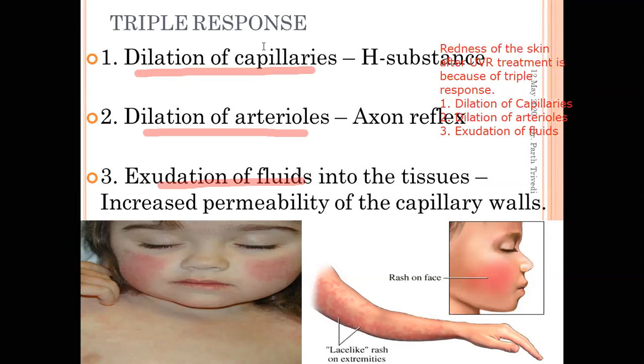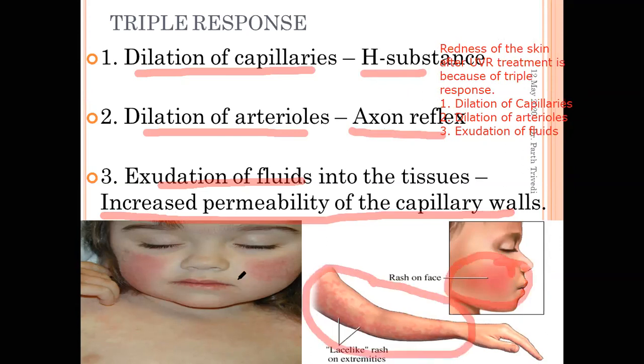Now, dilation of capillaries occurs because of your H substance, dilation of arterioles is because of your axon reflex, and thus fluid is exudated. It increases the permeability of capillary walls. This figure shows the redness. You can generally see this even in sunburns.